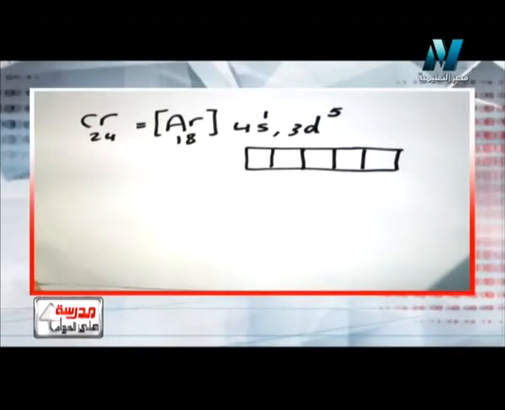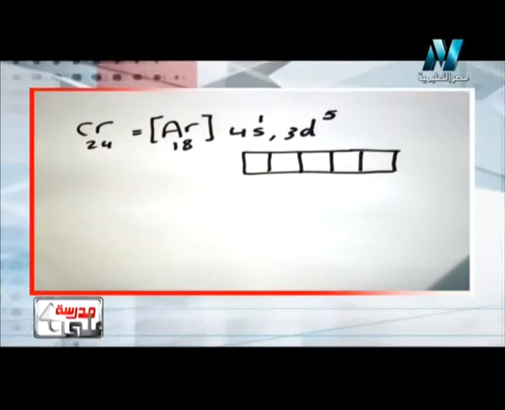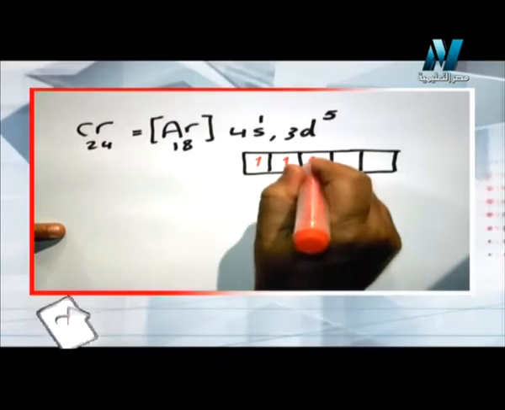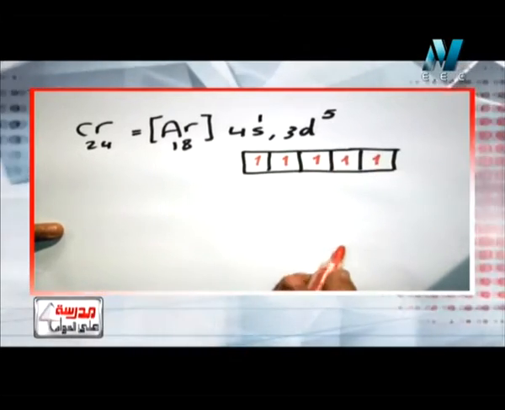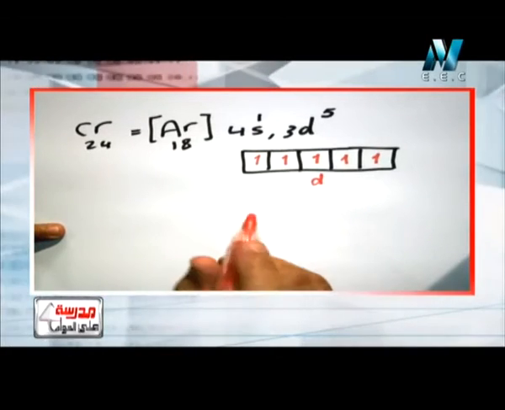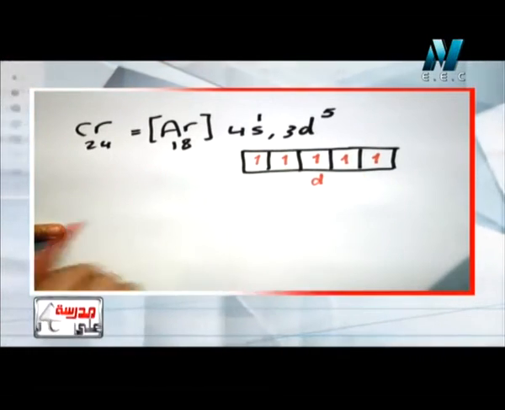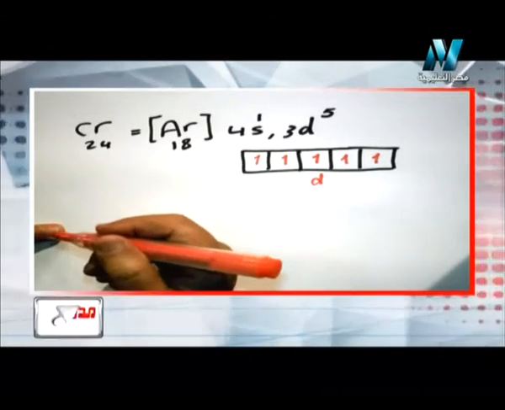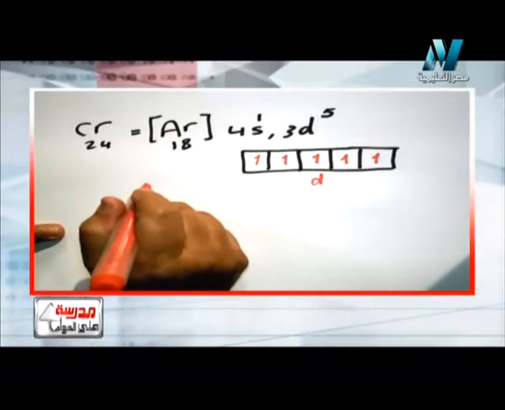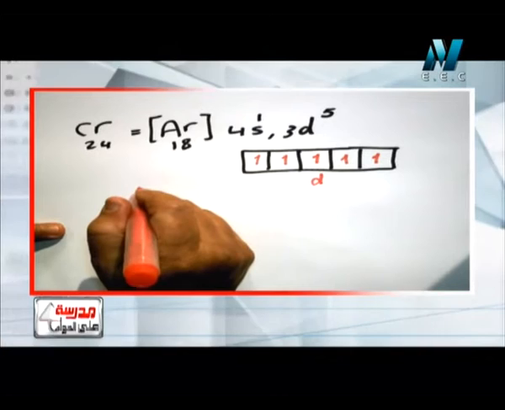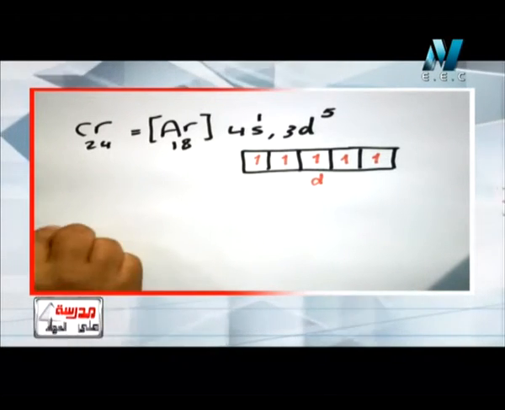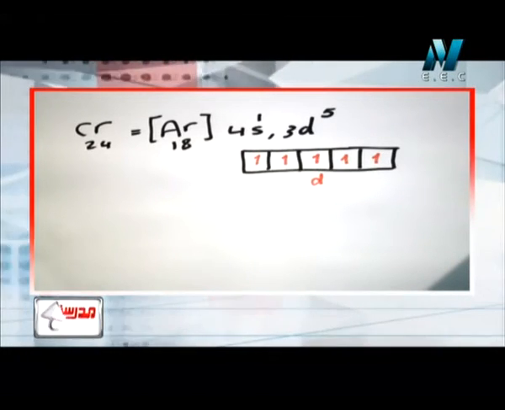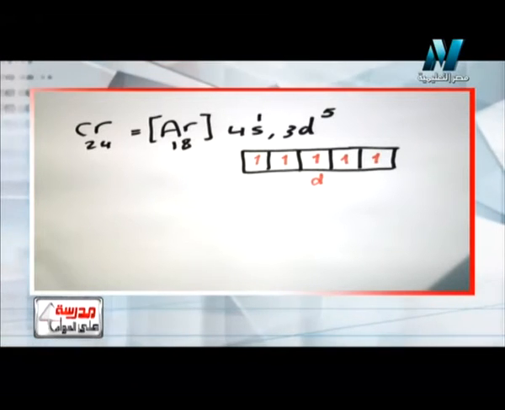When chromium has 5 electrons, this means that the d sublevel is half filled with electrons: 1, 2, 3, 4, 5. When the sublevel d has unpaired electrons, half filled, or completely filled as in copper, as we'll explain now, or empty as in scandium 3+, this will be more stable. The element will have less energy and be more stable when sublevel d is empty, or half filled with 5 electrons, or completely filled with 10 electrons.